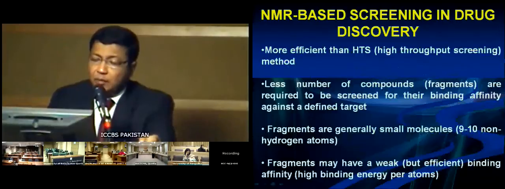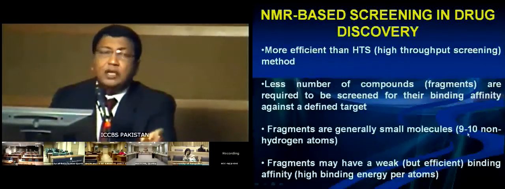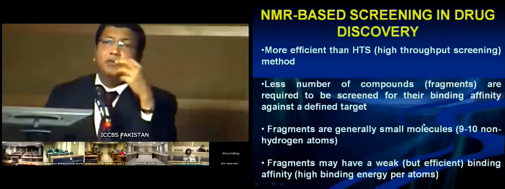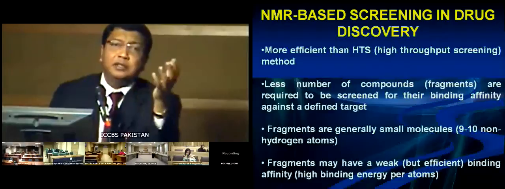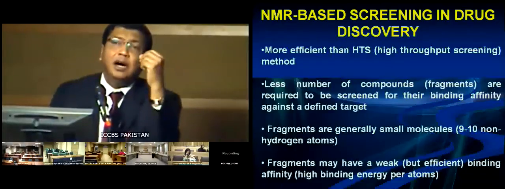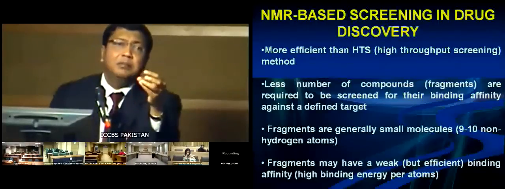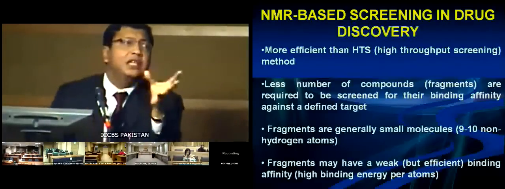Let's start with a process called the fragment-based method, in which we screen fragments for their binding affinity against a defined target. Fragments are generally very small molecules, 9 to 10 atoms. For example, what are the fragments of vinblastine? The fragments of vinblastine are indole, clevamine, and certain functionalities. What are the components of salicylic acid?